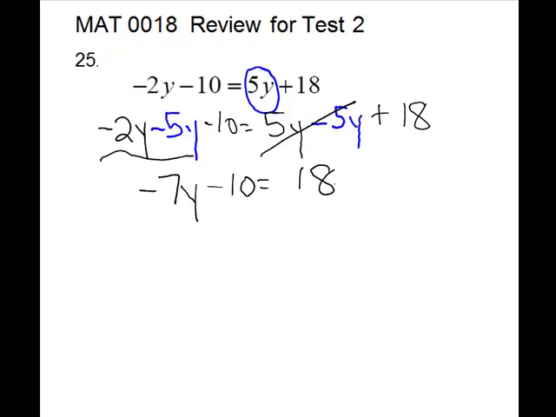And now you have a standard two-step equation. Work on the side with your variable, and you're going to take off this 10 that's subtracted. So to make it cancel, you will add on both sides.